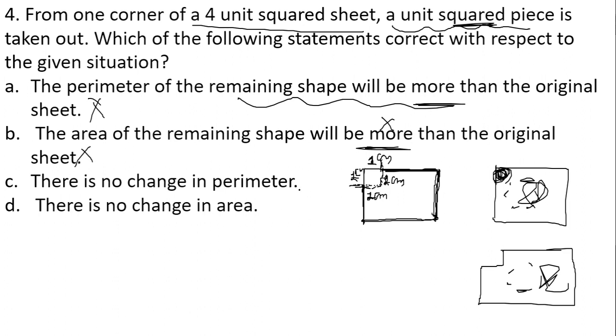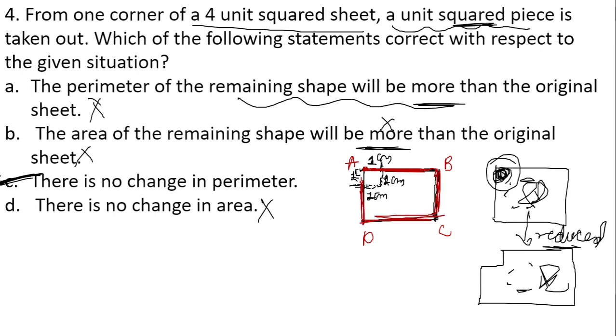Now, there is no change in the perimeter and there is no change in area. Let us focus on this option. There is no change in area? There is a change in area. So this option is also eliminated. As I have told you, this portion is eliminated, hence the area has decreased. It means no change in area will be the wrong answer. There is no change in the perimeter. Now this is the correct answer. Why? I'll show you. For example, I'll consider this shape only, A, B, C, D. If you start walking on this sheet from A to B, B to C, then C to D, and D to A.